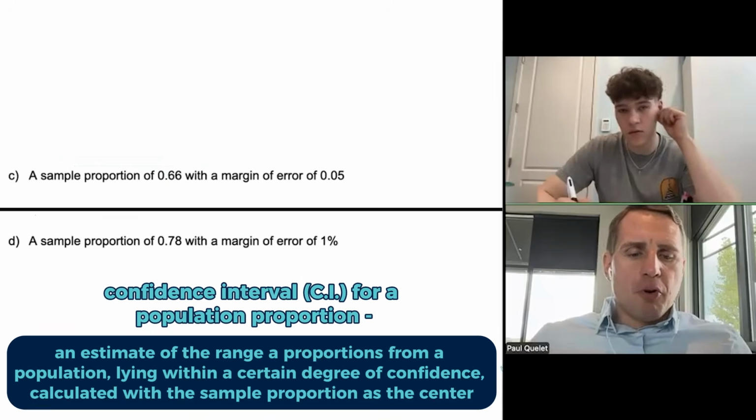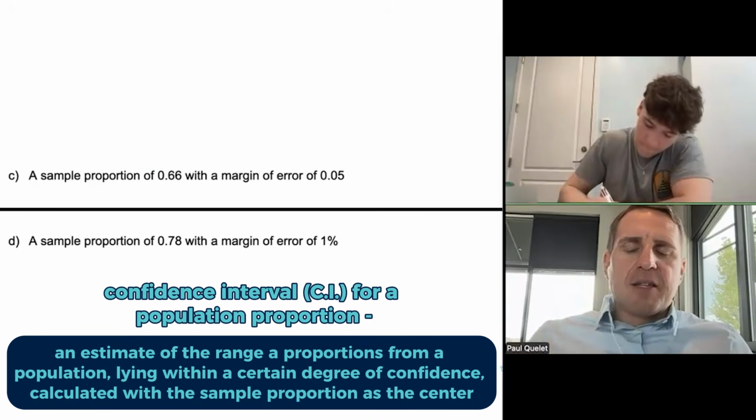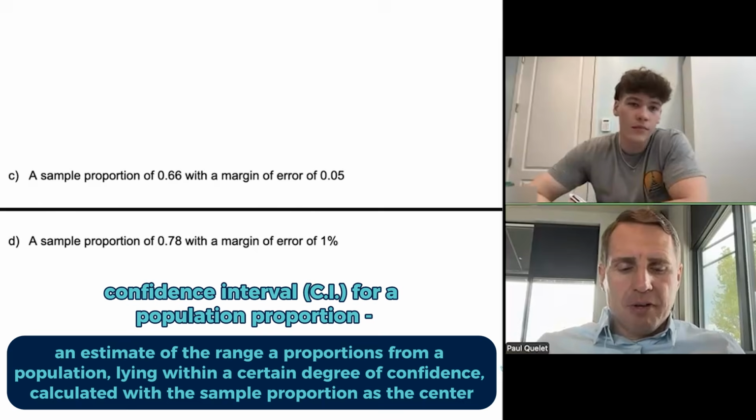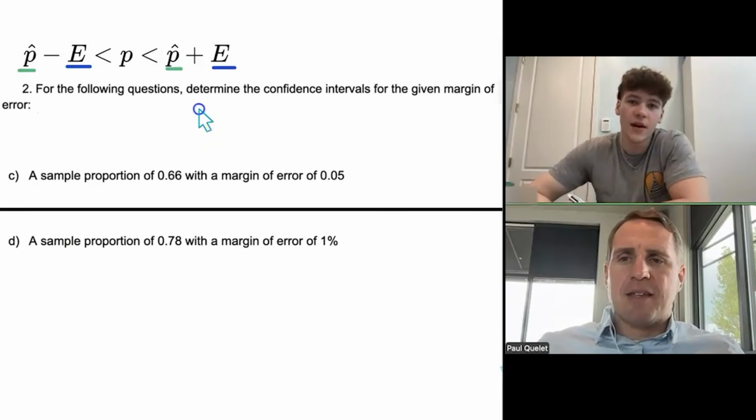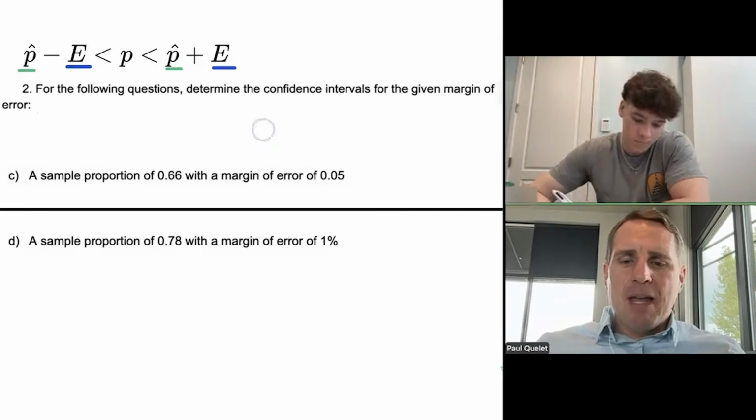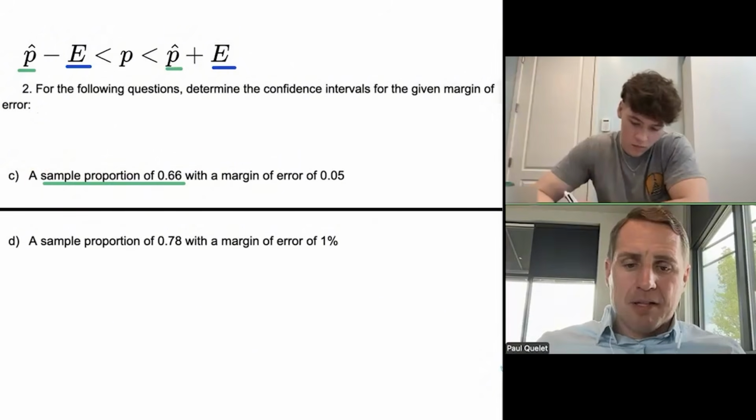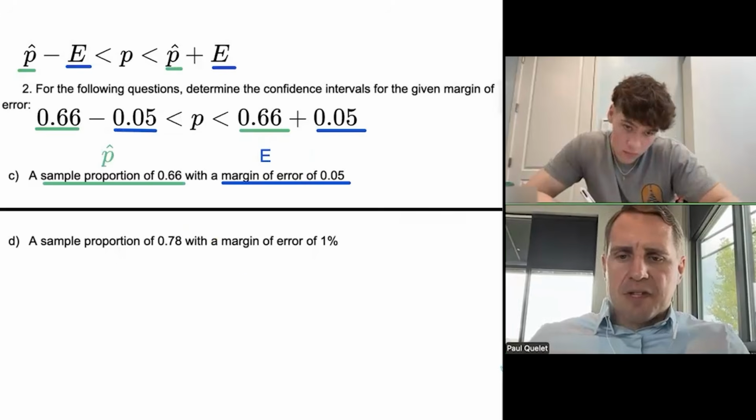Let's do the ones with proportions. Proportions have decimals built in because it's decimals up to 1, right? Because they're like probabilities, fractions up to 100. So it's like this. It's the sample proportion minus the margin of error, and then on the right-hand end, it's the sample proportion plus the margin of error. Okay, you see where this stuff is coming from?